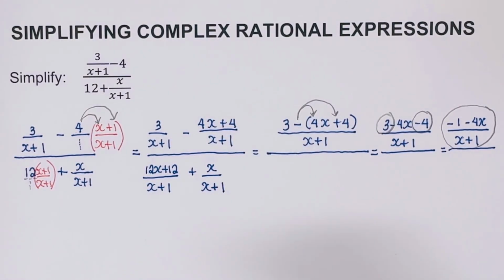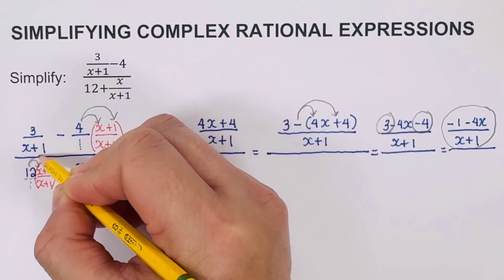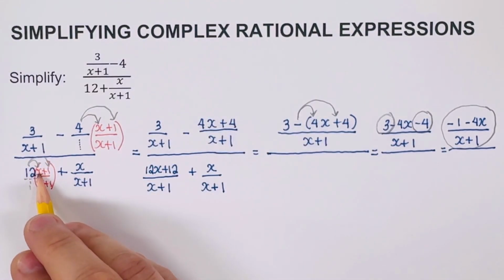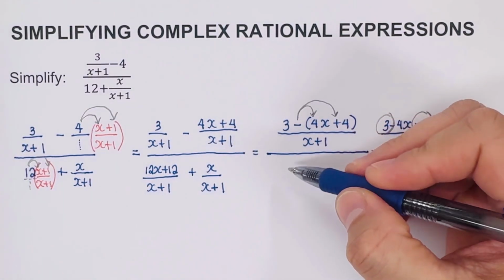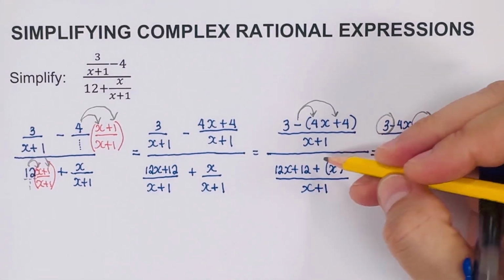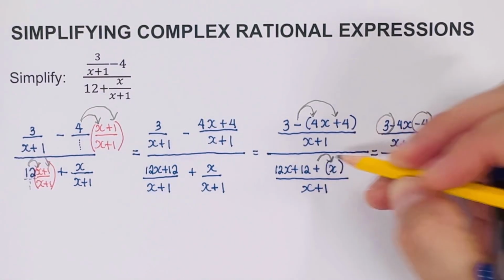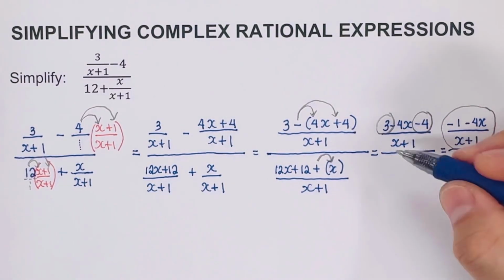So what I did here was I distributed the 12 to each of the terms inside the parentheses. So 12 times x is 12x, 12 times 1 is 12. And then they now have a common denominator of x plus 1. So I'm going to go ahead and rewrite that down here. So we can go ahead and distribute this plus into the x or inside the parentheses and our numerator would come out.